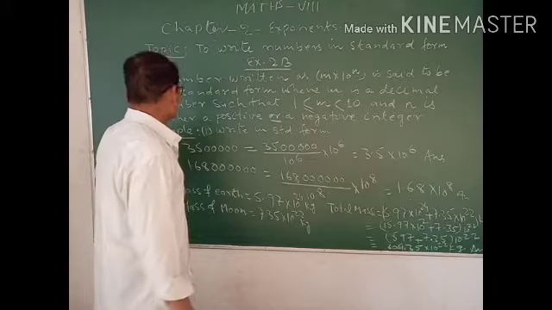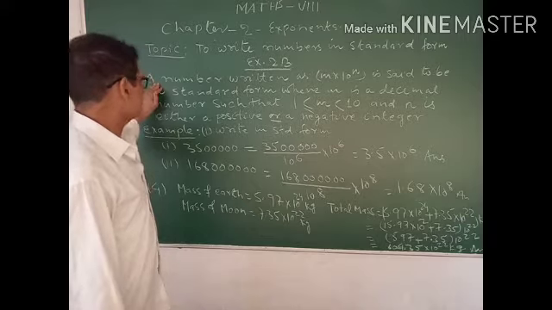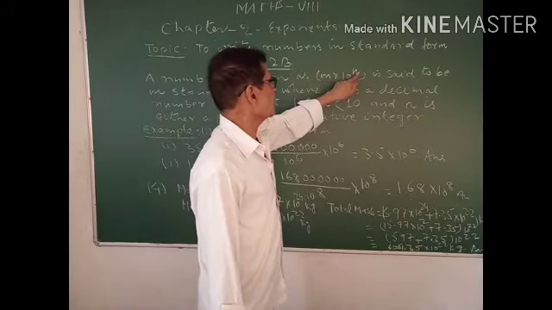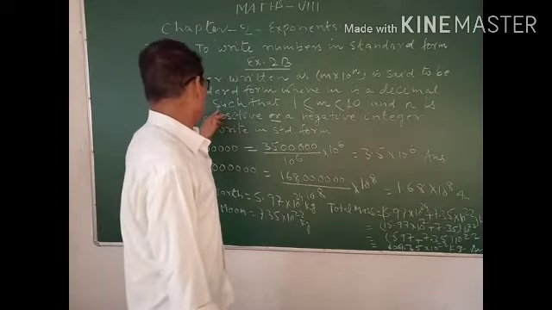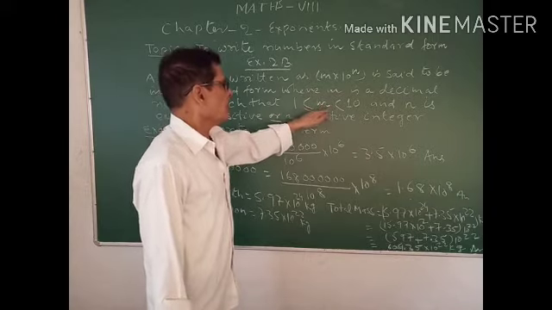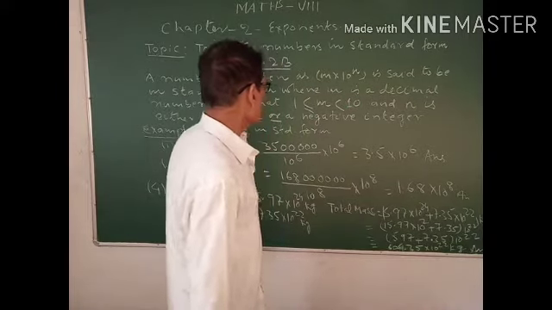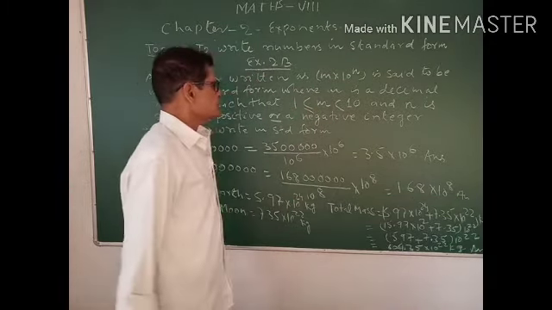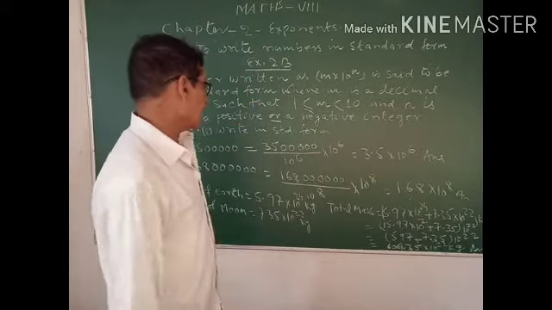So we adopt this approach. Now let's see what this approach is. A number written as m into 10 to the power n is said to be in standard form, where 1 is smaller than or equal to m, and m is smaller than 10. So by following this approach, we can write the bigger number.